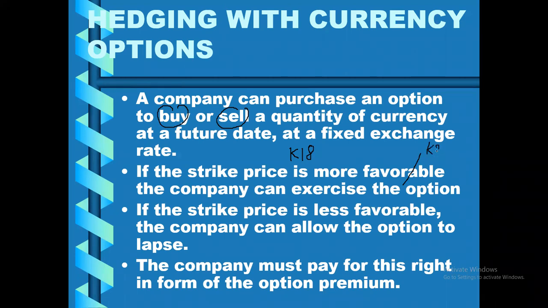Remember, in the market, it was 20. If the strike price is less favorable, the company can allow the option to lapse. This price of 18 is not favorable. The company must pay for this right in the form of the option premium. That's where the catch is.